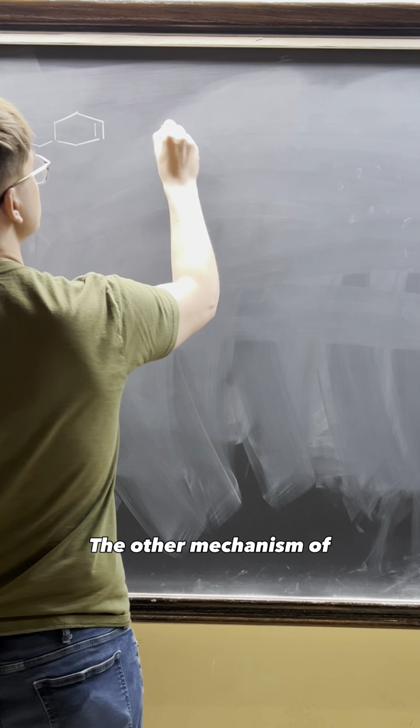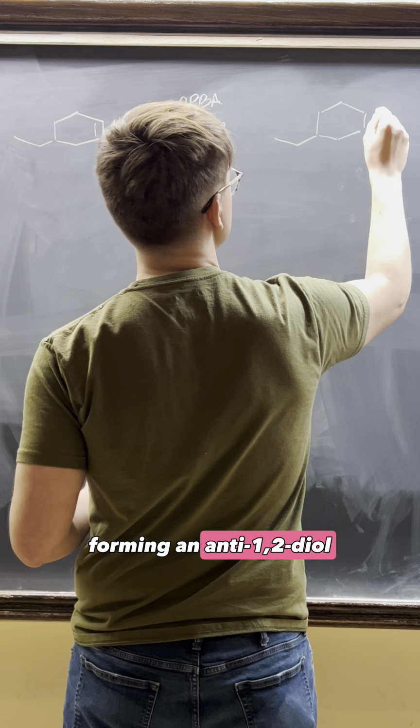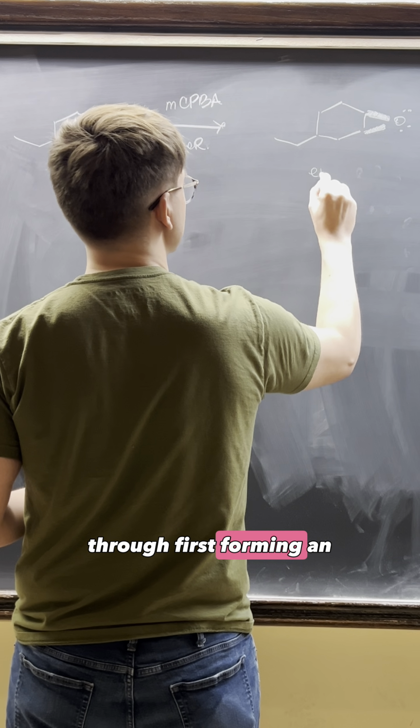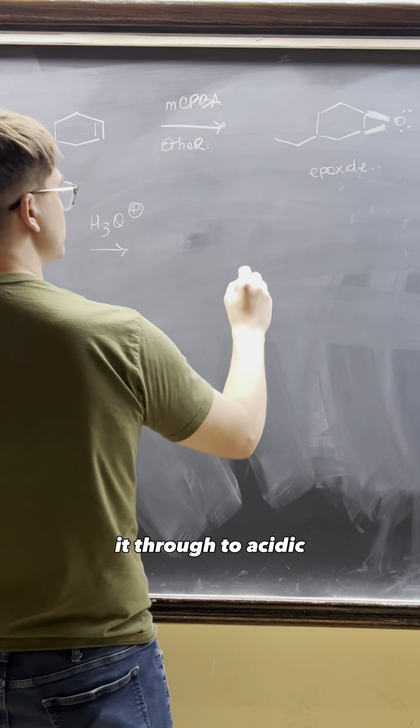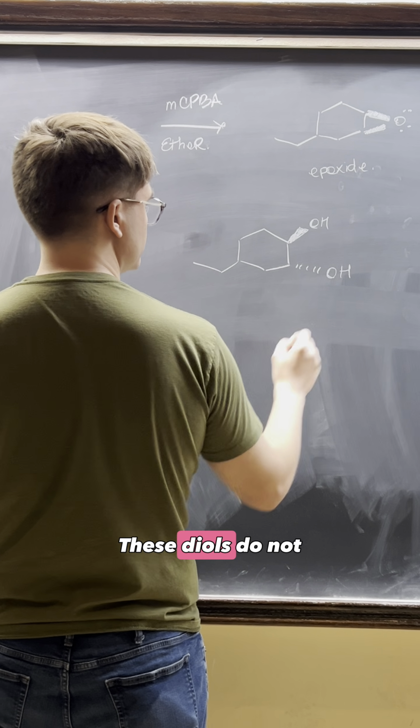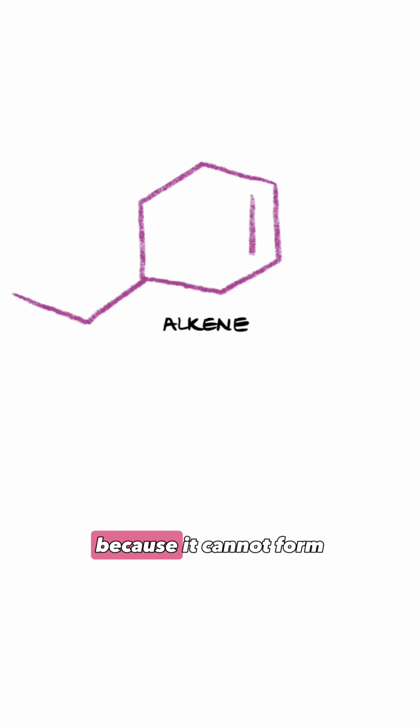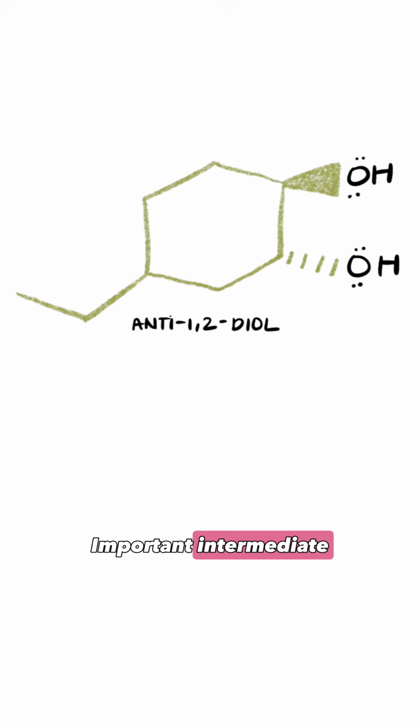alcohol. The other mechanism of dihydroxylation is forming an anti-1,2-diol through first forming an epoxide and then treating it with acidic conditions. These diols do not interact with periodic acid because they cannot form the important intermediate with the iodine.